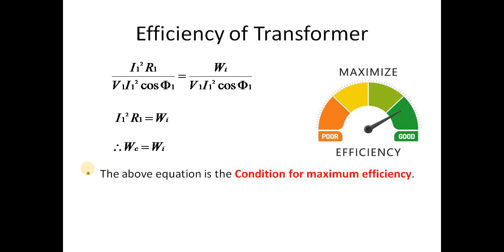The copper loss depends on the load current. As the load varies, the current increases or decreases depending upon the load, and with respect to that, the copper loss also varies. In that way, when the copper loss becomes equal to the iron loss, the efficiency will be maximum for a given transformer.